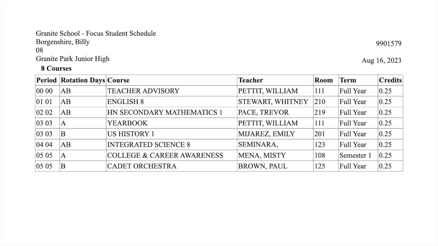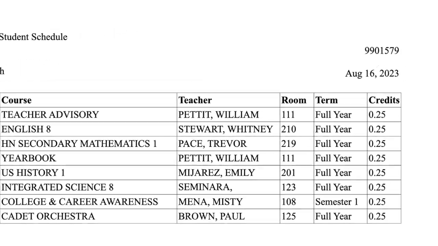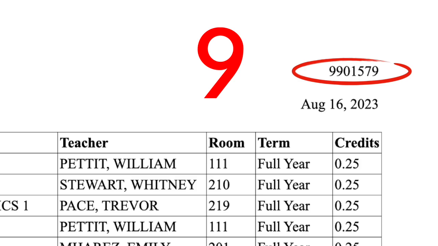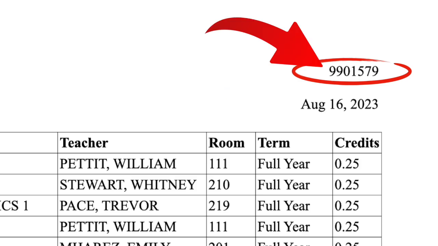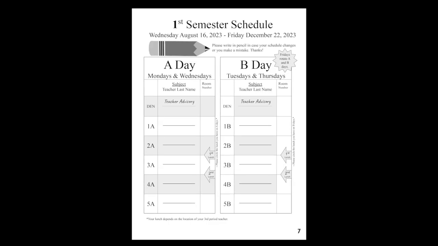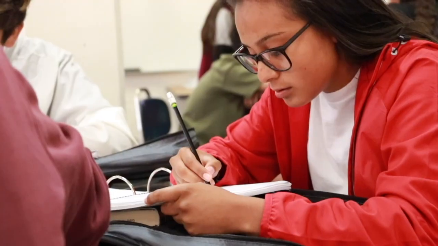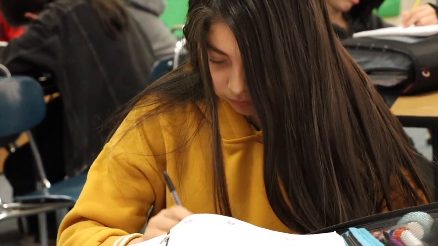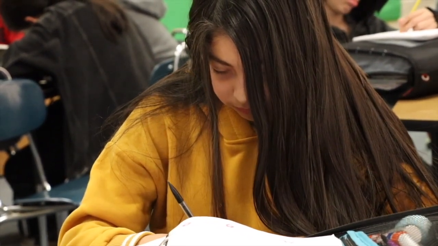Now the first thing you should know about your schedule, right here at the top, this is your student ID number. It might start with a 9 or it might start with a 4. Go ahead and circle it. You are going to need this number a lot this year, so pay attention to this number. It's very important that everything you write on this page, you do in pencil. Do not use pen. You will likely need to erase something, and you can't do that with pen.